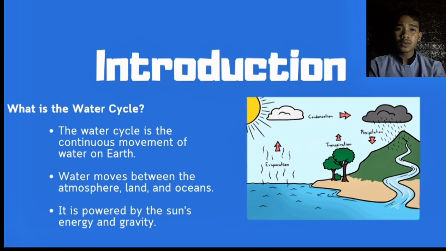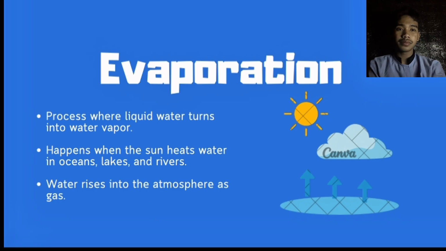Now, let us look at the different processes that make up the water cycle, starting with evaporation. Evaporation happens when liquid water turns into water vapor, which is a gas. This occurs when the sun heats water in oceans, lakes, rivers, and other bodies of water. As the water warms up, it changes into vapor and rises into the atmosphere.